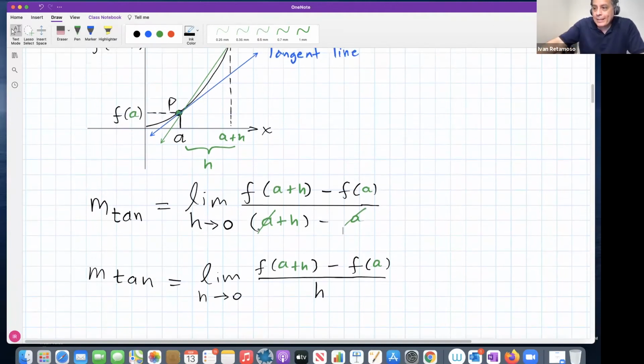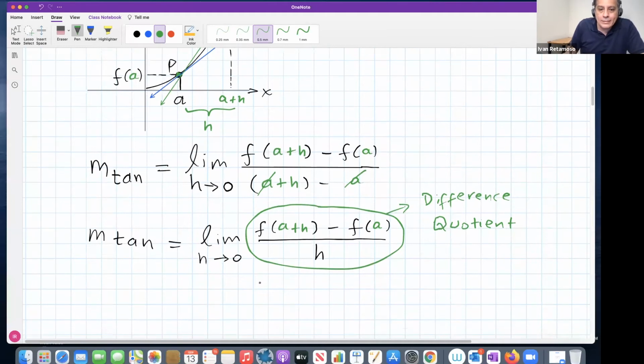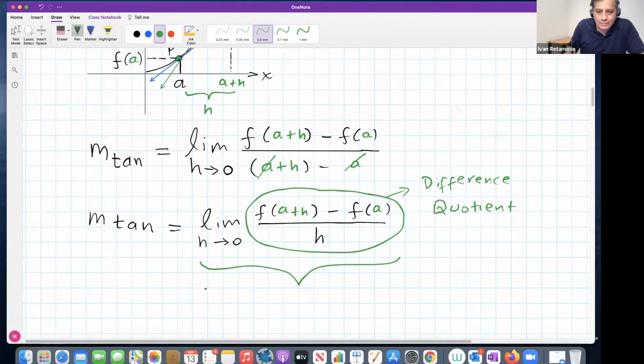should be equal to the slope of the tangent line, right? Now, this quotient that you see here is what mathematicians call the difference quotient. Any function has a difference quotient. Now, the limit of the difference quotient as h approaches 0 is what mathematicians call the derivative of the function f of x at x equal a, the base point, right? The base point, this guy, base point.